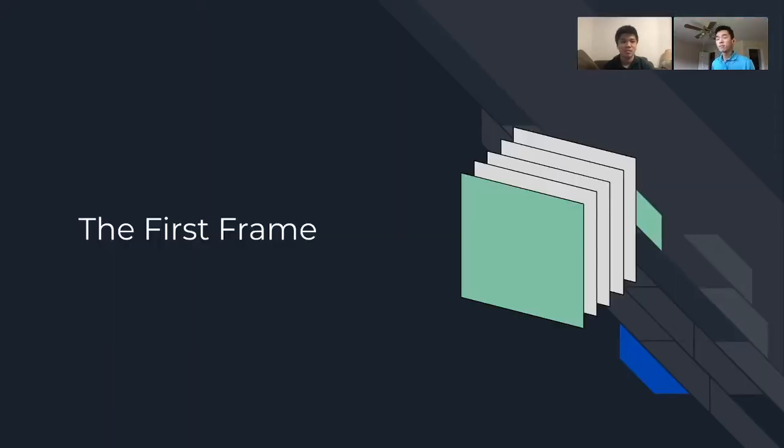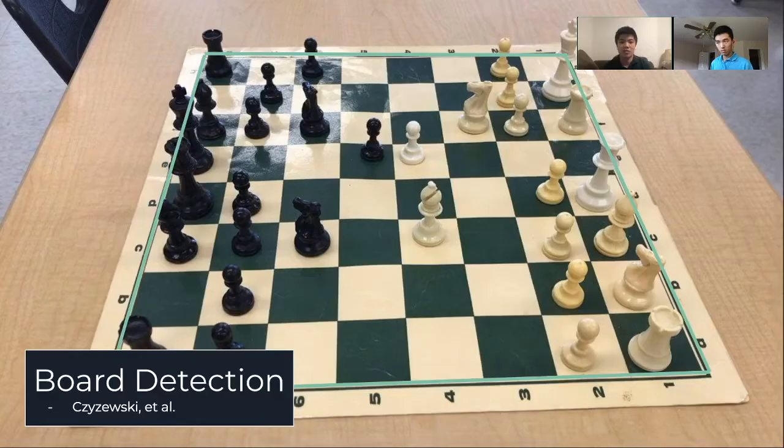When first looking at this problem, one of the hardest things to do is figure out what is happening on the board in the first frame. This is because we have no prior knowledge of where the board is, what the pieces look like, or where the camera is, and we have to find that all from scratch. And the first step in this process is finding the board. Our algorithm is based off of research done by Chizhevsky et al. And a lot of the techniques in our algorithm are heavily influenced by theirs.